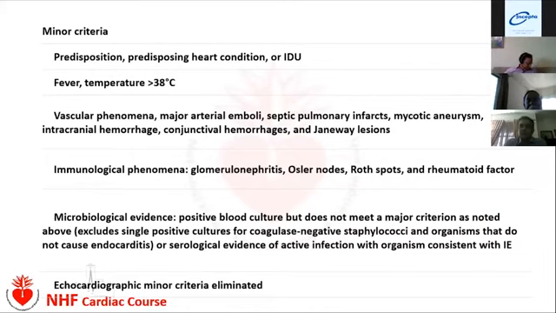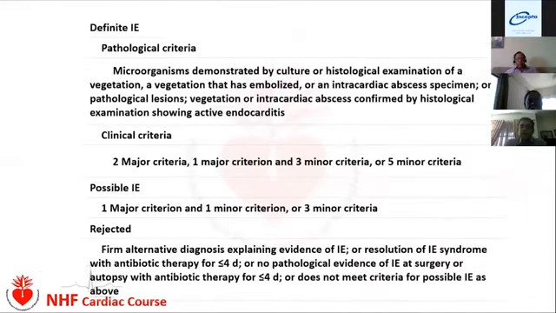There has to be fever, the vascular phenomenon, as we have discussed already, or the immunological phenomenon, and microbiological evidence of positive blood culture, but that does not meet a major criterion. That means I've got a single positive culture. And now to define as endocarditis, I have to have the pathological criteria. And if I consider the clinical criteria, there has to be 2 major criteria, 1 major criterion with 3 minor criteria, or 5 minor criteria.